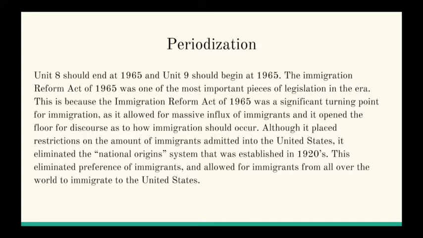Although it placed restrictions on the amount of immigrants admitted into the U.S., it eliminated the national origin system, which was established in the 1920s. This eliminated preference of immigrants and allowed for immigrants from all over the world to migrate to the U.S.